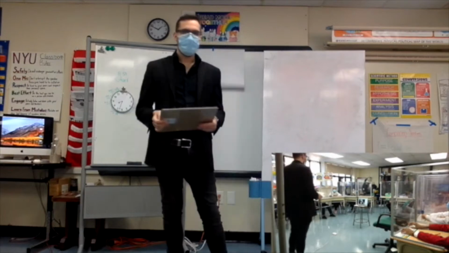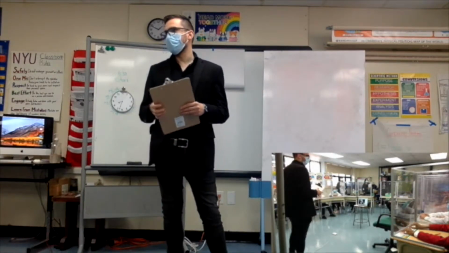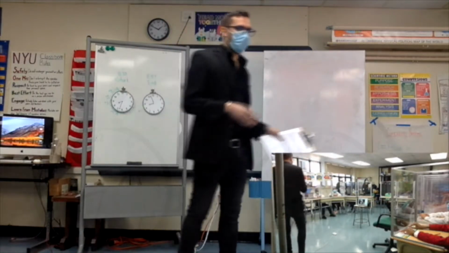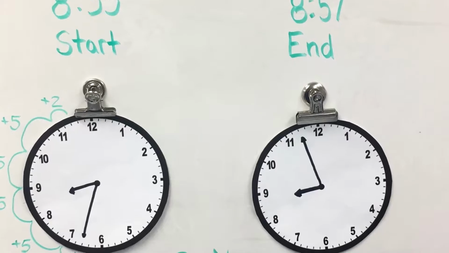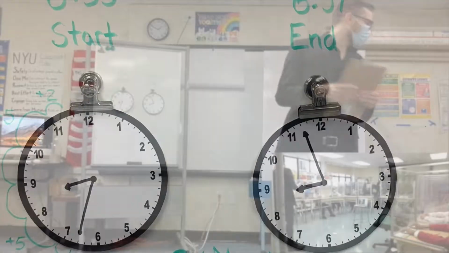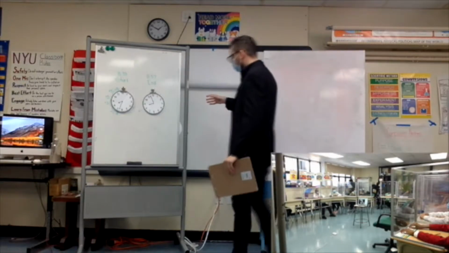Elapsed time. Elapsed time, as we know, is the time between a start time and an end time. It's the amount of time that has passed. Or it could be the time between the beginning time and the end time.